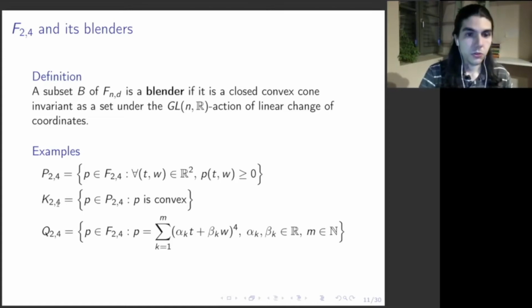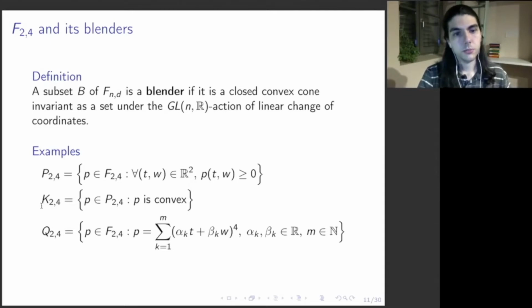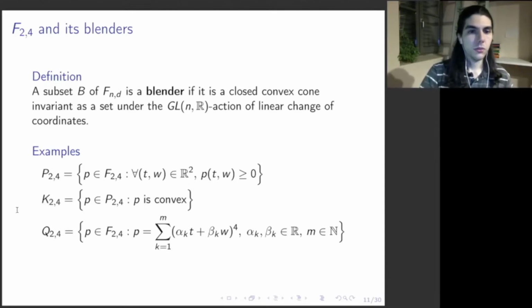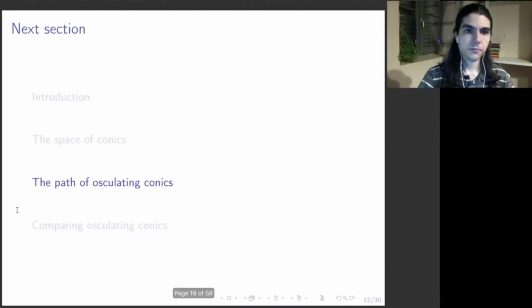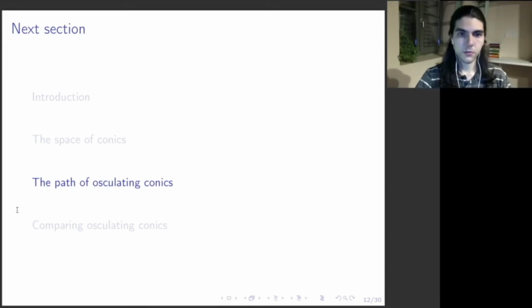And what we're going to show is that the osculating conics of any curve with no sextatic point is always inside this blender right here. So you have this stronger condition. All right, so let's start talking about the osculating conics themselves.